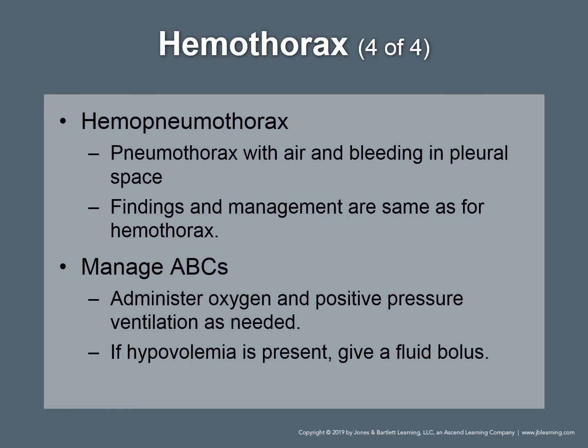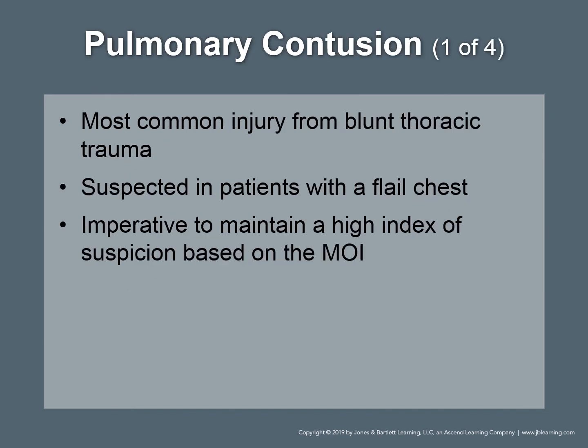Hemopneumothorax, that's a combination of both. That's blood and air in the chest. The findings are the same as a hemothorax. Most of your hemothoraxes are hemopneumos. Administer high flow oxygen, positive pressure ventilation is needed. And if the patient becomes hypovolemic or they get a drop in blood pressure, give your fluid boluses to maintain that blood pressure between 80 and 90. Remember your permissive hypotension.